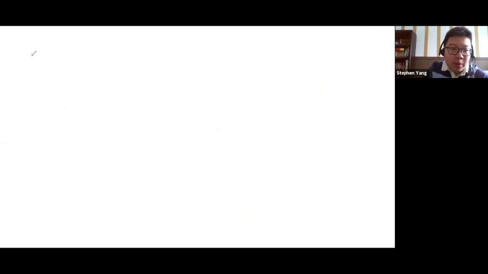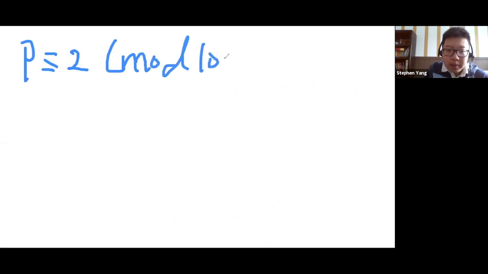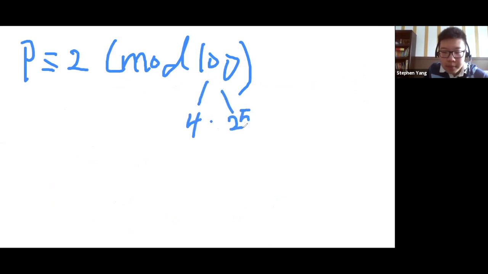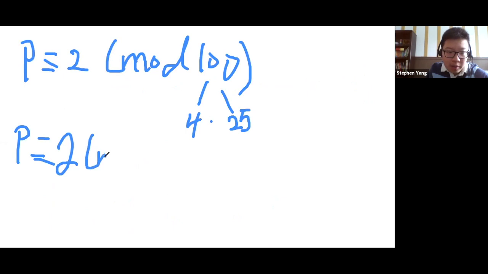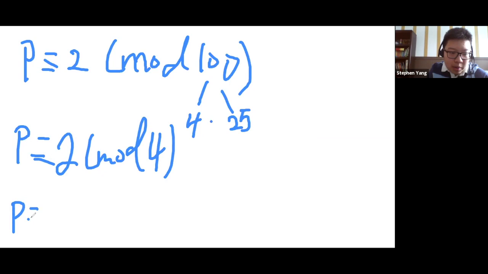Okay, so we know that p is congruent to 2 mod 100. Notice that 100 is 4 times 25. So when p is congruent to 2 mod 100, this means that p is congruent to 2 mod 4, and p is congruent to 2 mod 25.